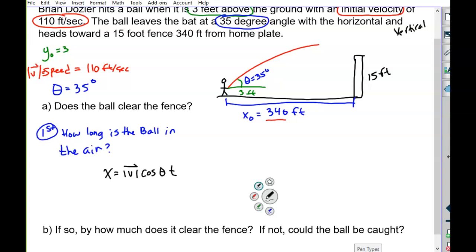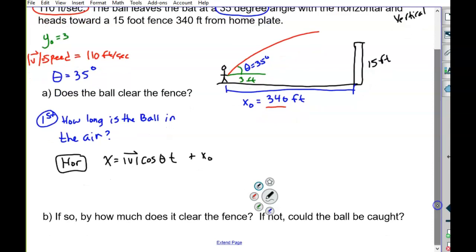Okay, so our horizontal position is the equation x equals the speed times the cosine of theta times t plus the starting point. Well, we know all that information except for we don't know the time. So we can find all the information here that we need. I'd love it if my highlighter worked. Well, let's plug in what we know.